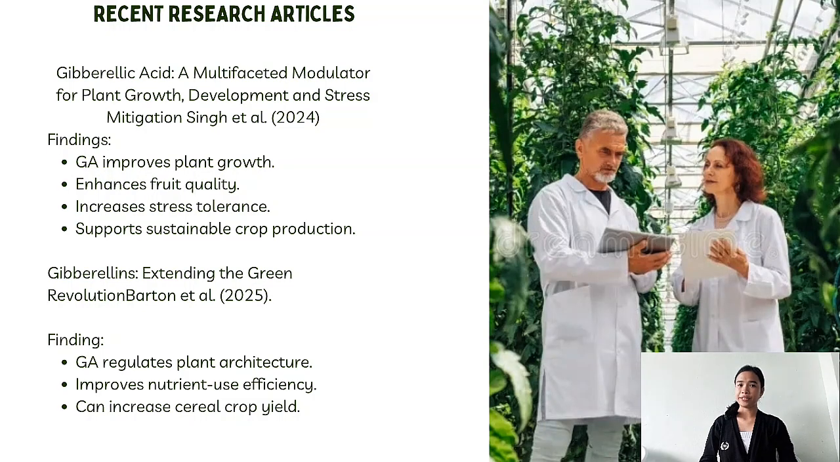According to recent research articles about gibberellic acid, or GA, an important plant growth regulator, according to Singh et al. 2024, gibberellic acid acts as a multifaceted modulator that supports plant growth, development, and stress mitigation. Their study found that GA helps improve plant growth, enhances fruit quality, increases stress tolerance, and supports sustainable crop production.